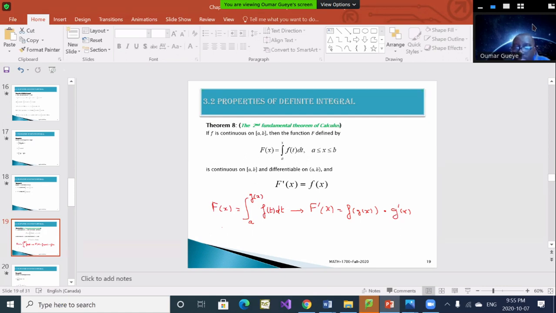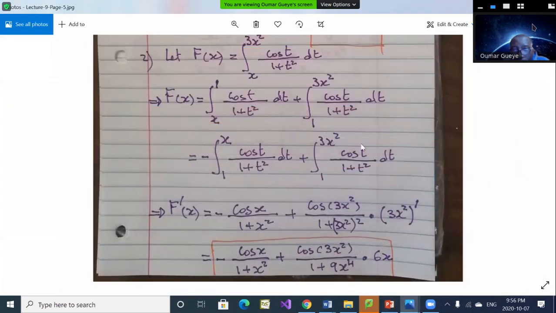When you apply it, just keep in mind that you take this function inside and substitute your t by g of x to get the first factor. That's exactly what I did here. I take this function and substitute t by 3x squared to get this, times the derivative of g of x, as the formula mentions. And I copy the first term. In the second term, the denominator becomes just 9x to the power 4 because of this square. And this derivative is equal to 6x, and you're done.